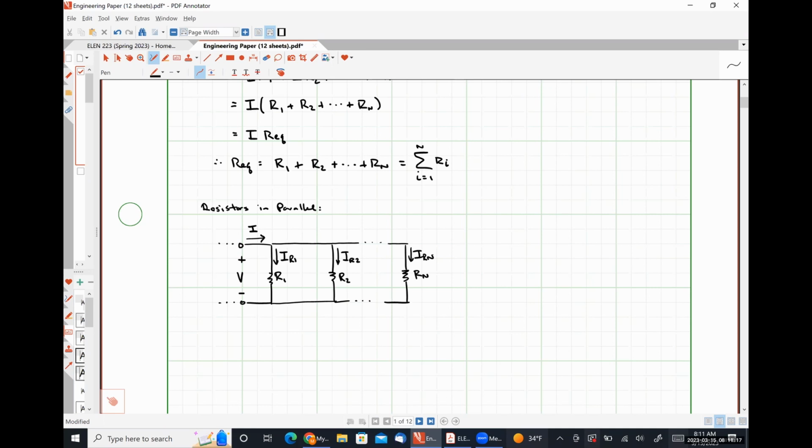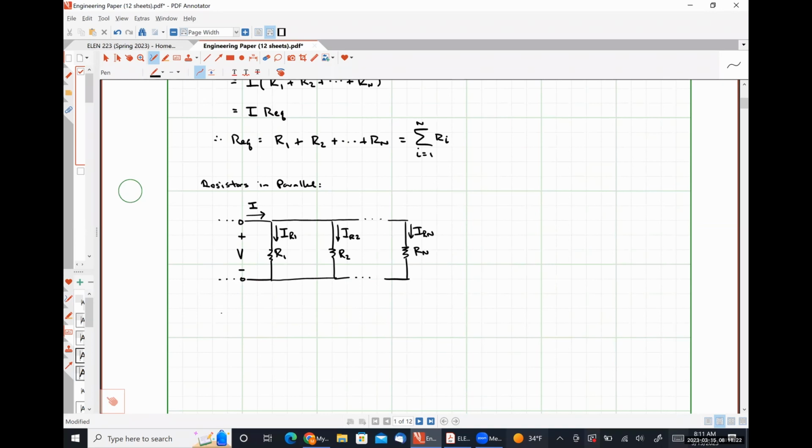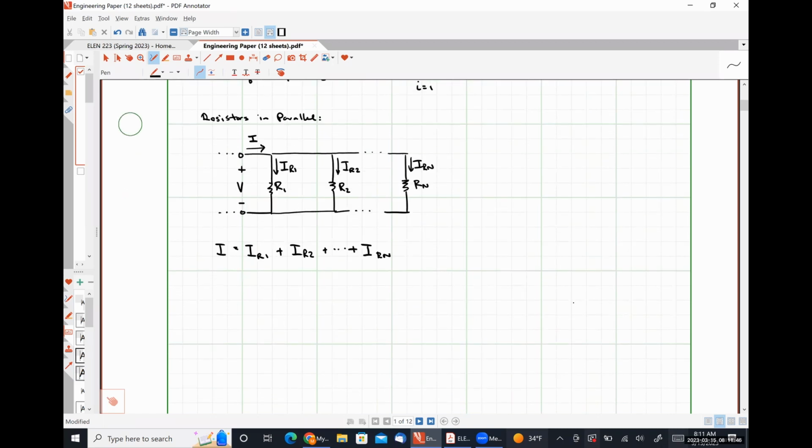Applying Kirchhoff's current law to this network, current flowing in to our resistor network, I, will be equal to the current flowing out of that top node, IR1 plus IR2, all the way out to IRN. We can use Ohm's law to express all of these resistor currents in terms of that common voltage V. So that's going to look like V divided by R1 plus V divided by R2 all the way out to V divided by R sub n. Factoring out V, we're going to have a factor of 1 over R1 plus 1 over R2 all the way out to 1 over R sub n.